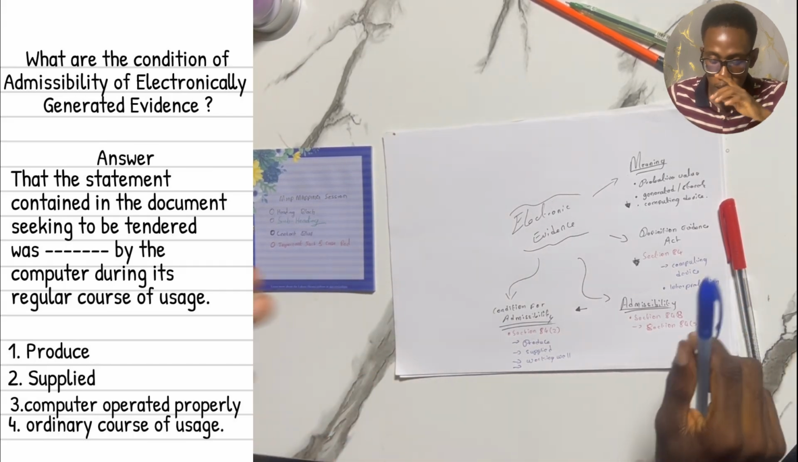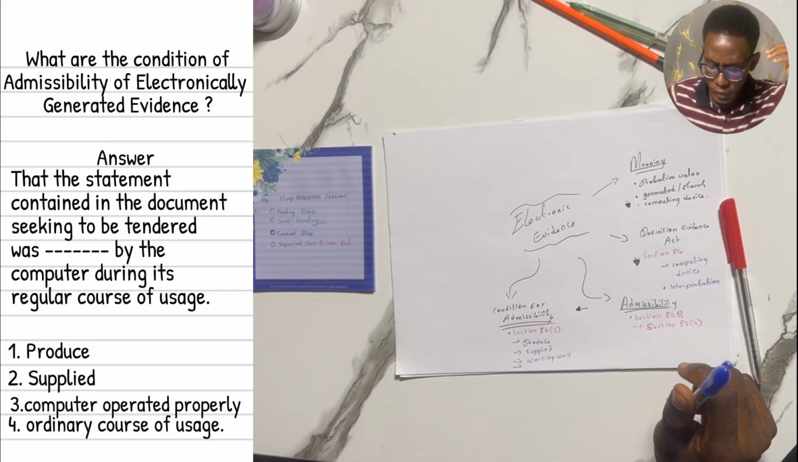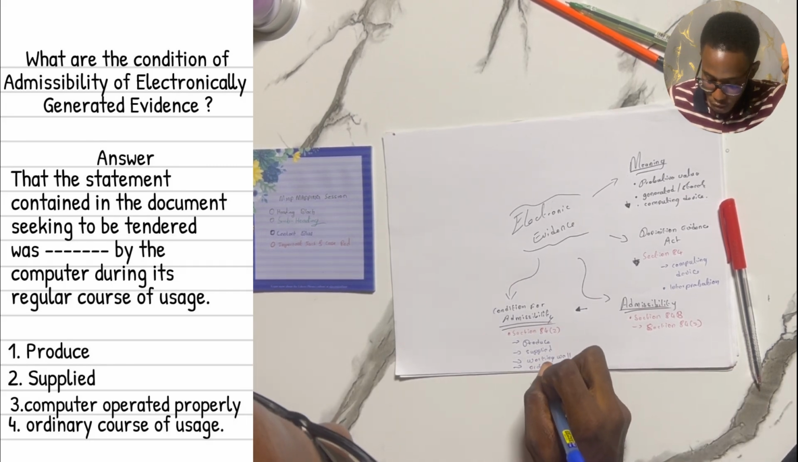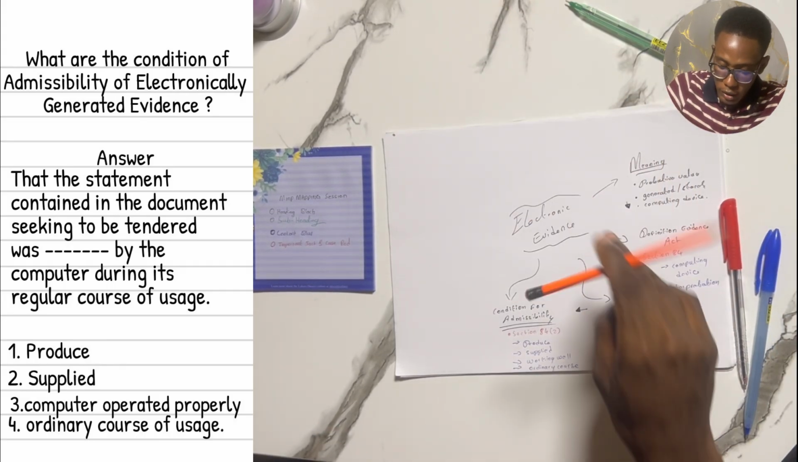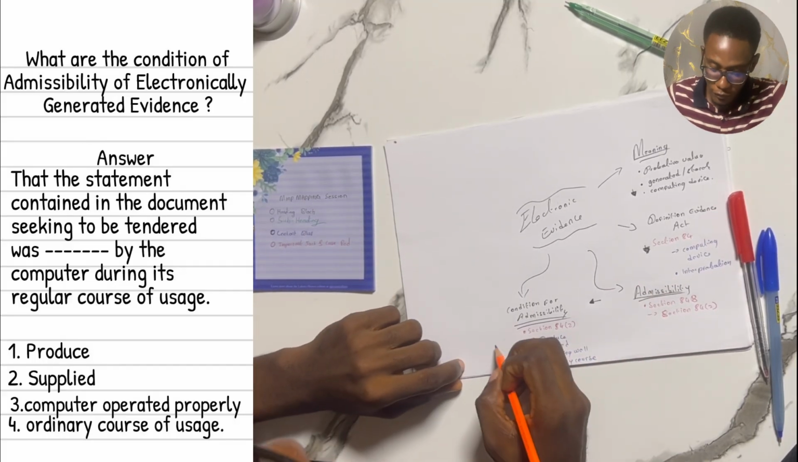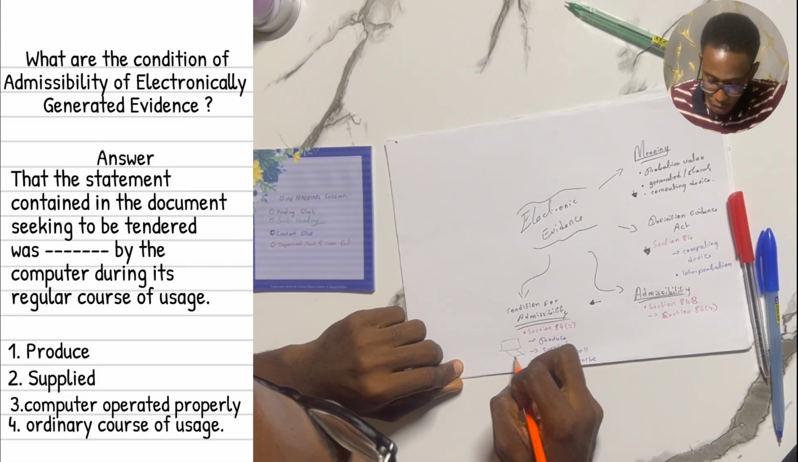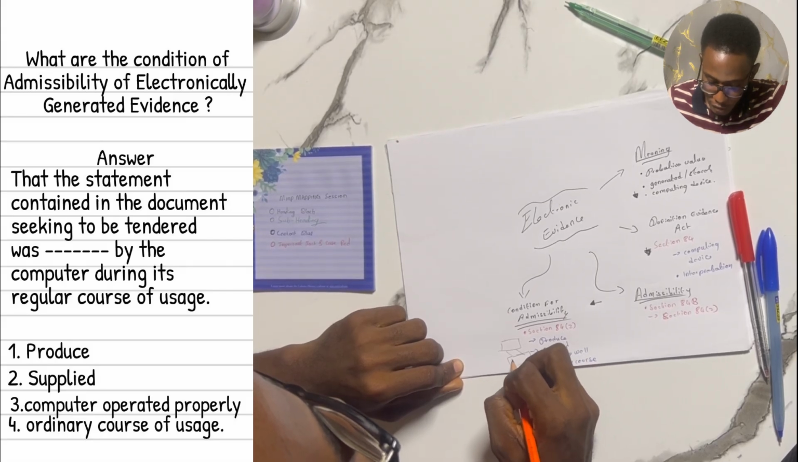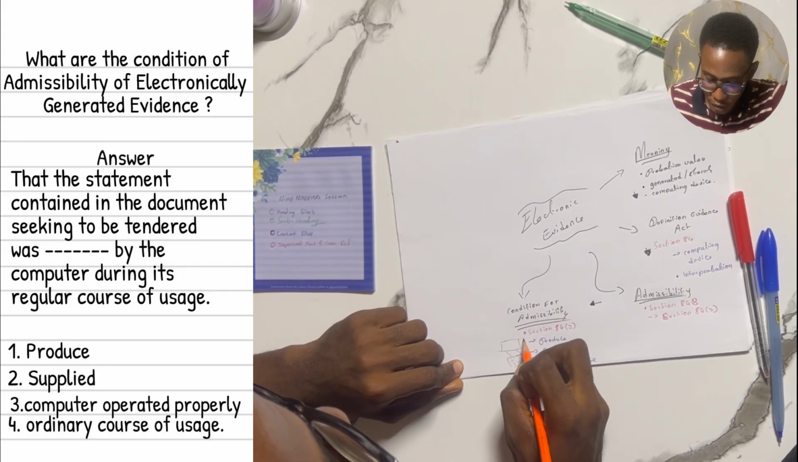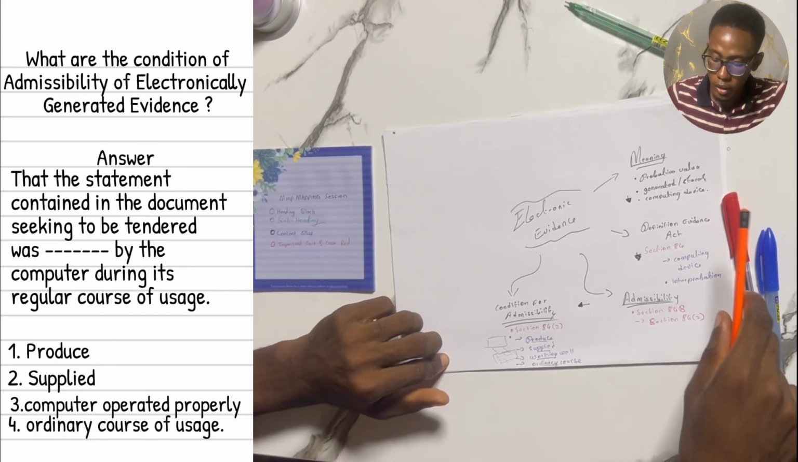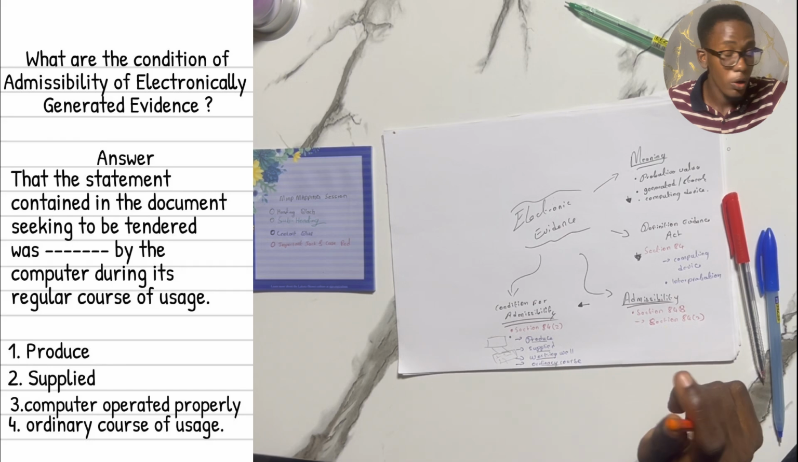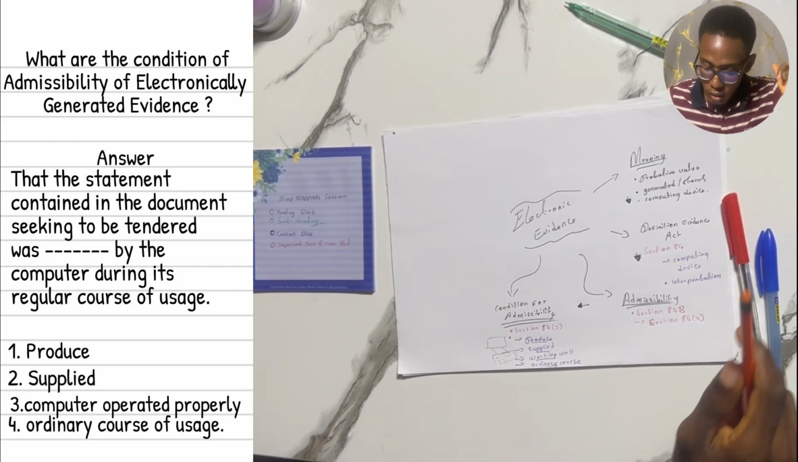Then the last one is that the information contained in the document was supplied to the computer during the ordinary course of usage. Ordinary course. Yes, so I would like to add some visual reference. I told you the funnier the better. So I'm going to add a computer. Just follow me and say this is a computer right here, to denote these points: produced, supplied, working well, and lastly, ordinary course of business. Let's go. Ordinary course of usage.